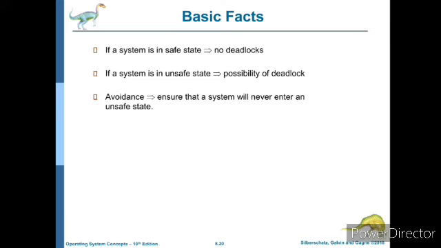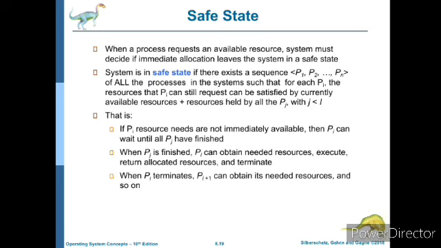If the system is in a safe state, then there is no deadlock. If the system is in an unsafe state, there is a possibility of deadlock. But deadlock avoidance will ensure that the system never enters an unsafe state. That is, if a safe sequence exists for all the processes in the system, then the system is in a safe state. If no such sequence exists, then the system is in an unsafe state.